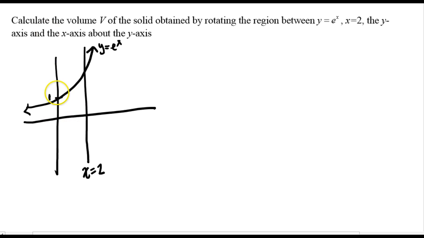So let me highlight my region, or outline my region in red. It is this one here. So that's bound by all 4 of my functions: y equals e to the x, x equals 2, the x-axis, and the y-axis.